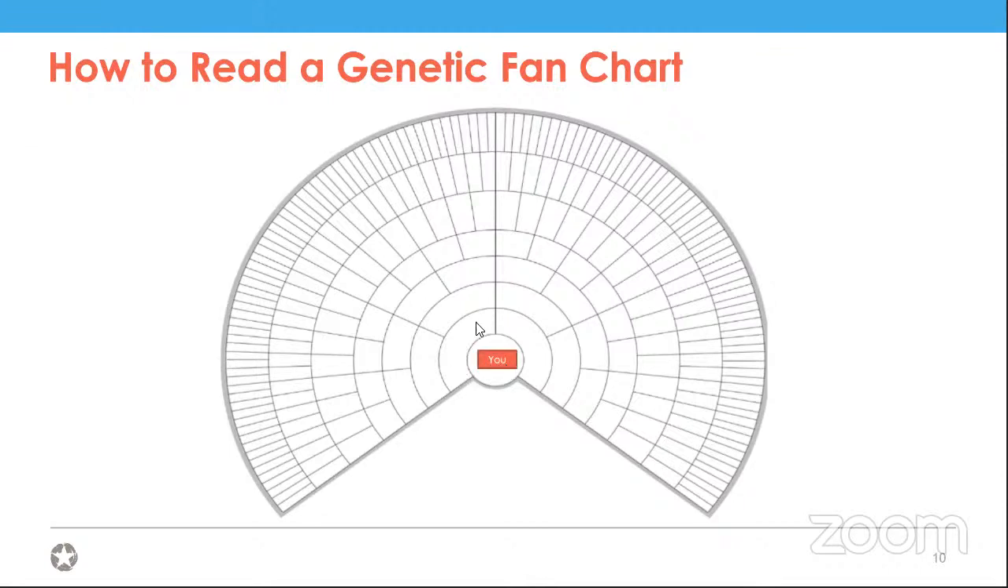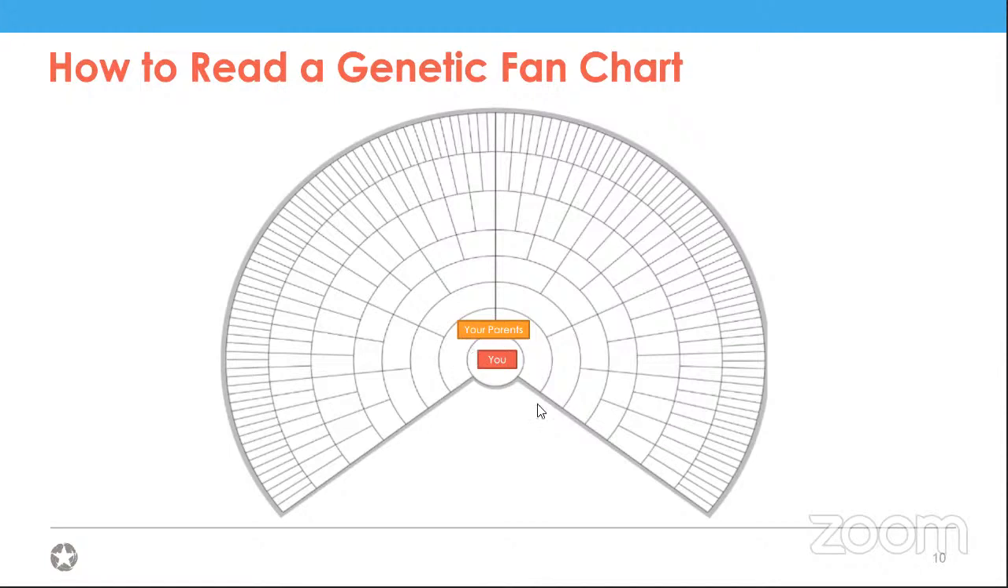And then this next outer ring right here, it's split down the middle with this line here. And that's going to be important, that thicker black line, because that's going to represent your parents. And on a genetic fan chart, the mother side is always going to be on the right, and the father side is always going to be on the left. So it's going to be mother here and father here.